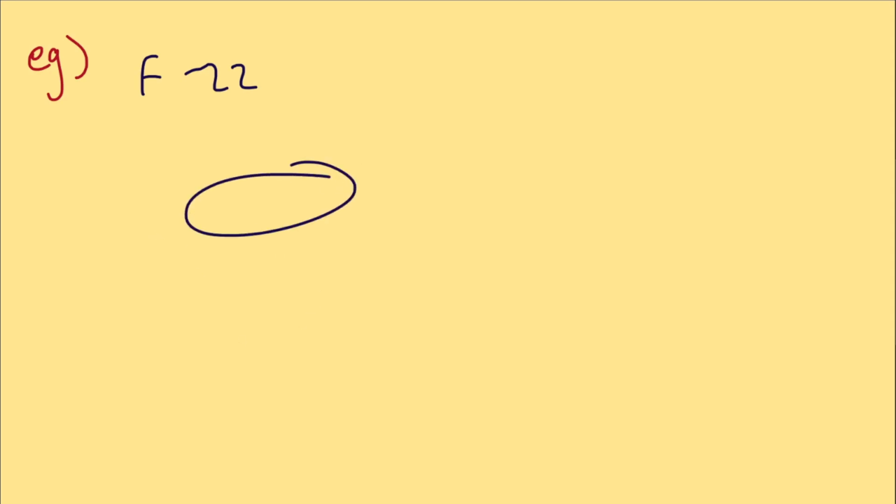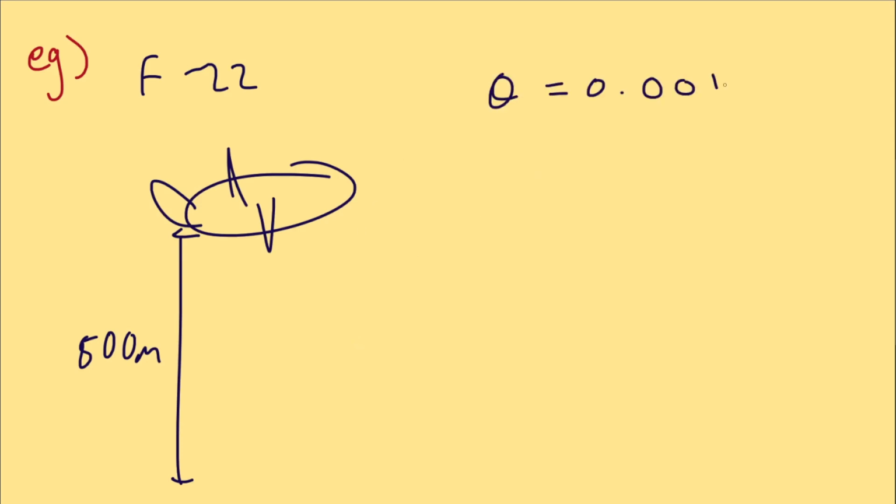Here's a second example. So let's say you have an F-22 fighter jet. This is a famous fighter jet from the US military. And this fighter jet, it's 500 meters up in the sky. And it's moving at the speed of sound. Your targeting system on board of this fighter jet subtends an angle of 0.0015 radians. What does subtend mean? Subtend means it covers this angle.